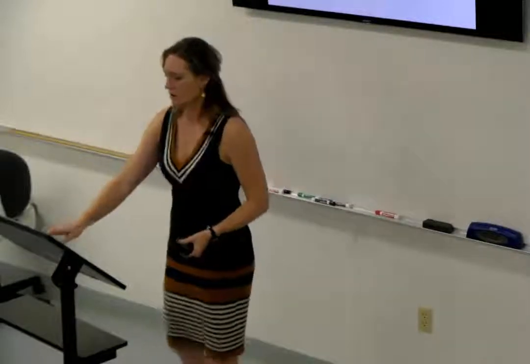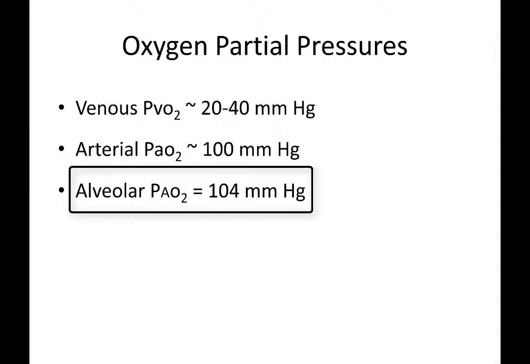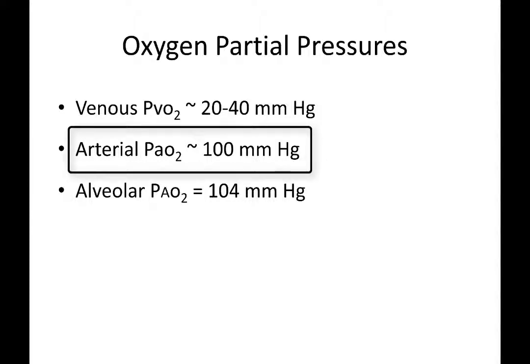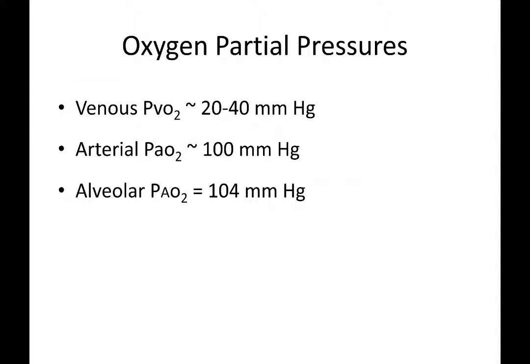And then we want to figure out, this slide is just giving you your ballpark numbers of what the partial pressures are. Alveoli are always denoted with a capital A. Arteries are always a lowercase a, and veins are always a lowercase v. The nomenclature with the P means partial pressure of oxygen in the alveoli. At sea level it would be 104 millimeters of mercury.